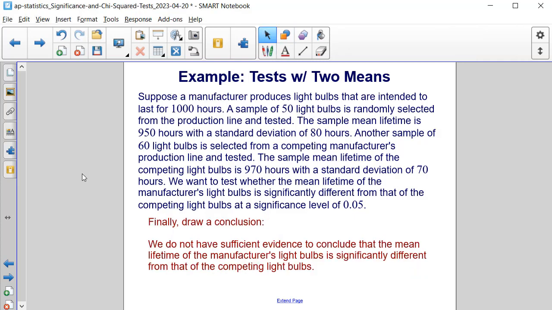Now that we have found the p-value for our significance t-test, we can draw a conclusion. We do not have sufficient evidence to conclude that the mean lifetime of the manufacturer's light bulbs is significantly different from that of the competing light bulbs.